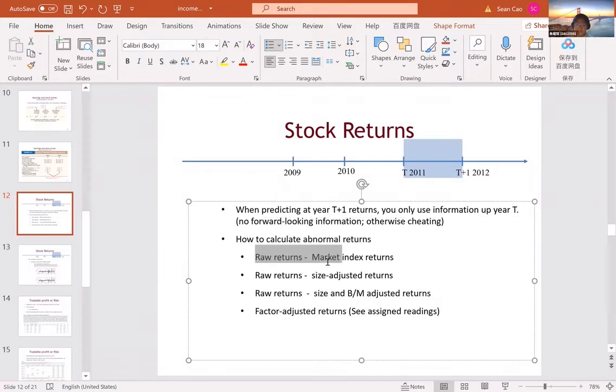You will calculate the market index return, and also learn how to calculate the size-adjusted return and the factor-adjusted return. These are the three things you will do more in the project.